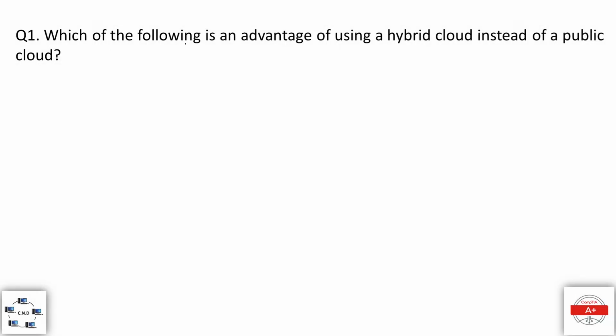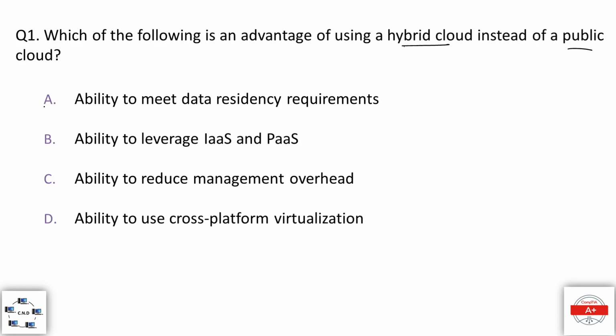Question number 1. Which of the following is an advantage of using a hybrid cloud instead of a public cloud? So a hybrid cloud is a combination of a public and a private cloud. And the options are: option A, ability to meet data residency requirements. Option B, ability to leverage infrastructure as a service and platform as a service, cloud service models. Option C, ability to reduce management overhead. And option D, ability to use cross-platform virtualization.